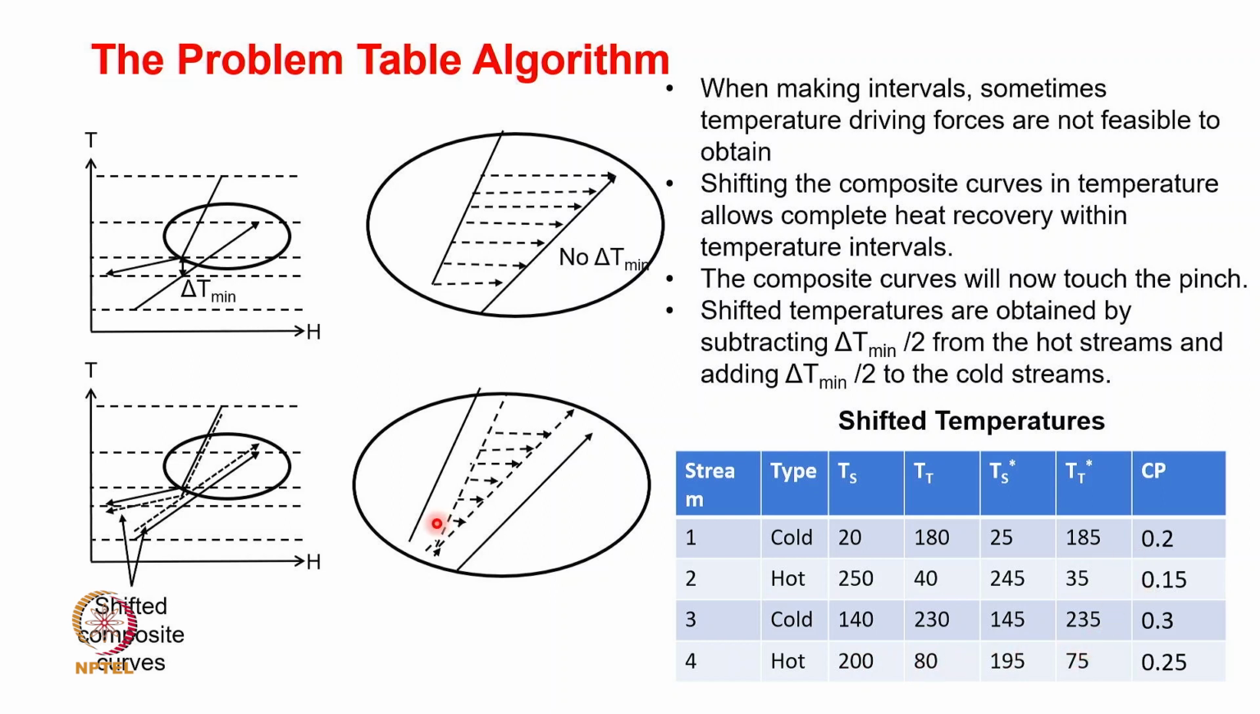As a result, you are now bringing the curves close together so that they eventually touch at the point of the pinch. So when we divide the intervals, we will be able to exactly capture the pinch point, which is not possible in the earlier case. As long as we don't get a straight horizontal line, we will not be able to capture the pinch point when we segment the composite curve horizontally.